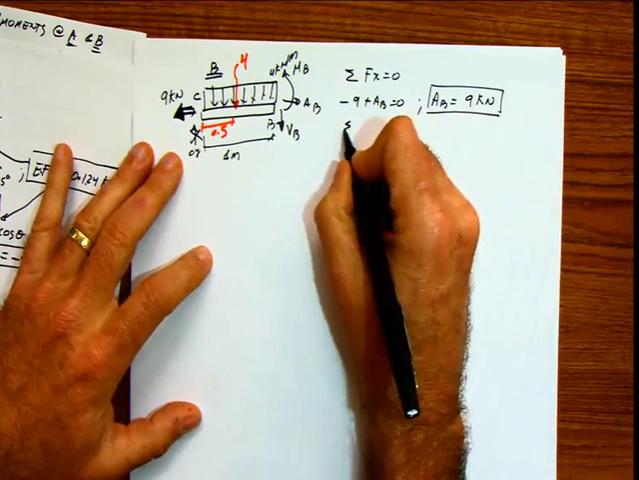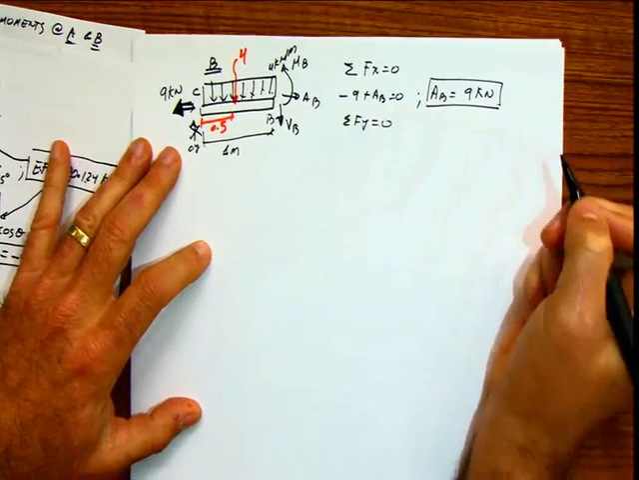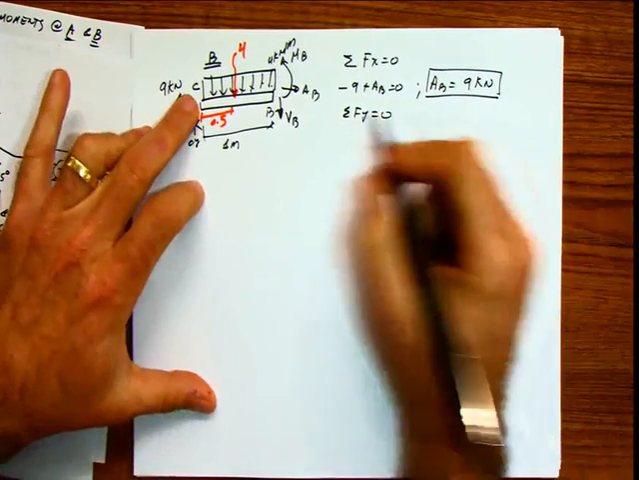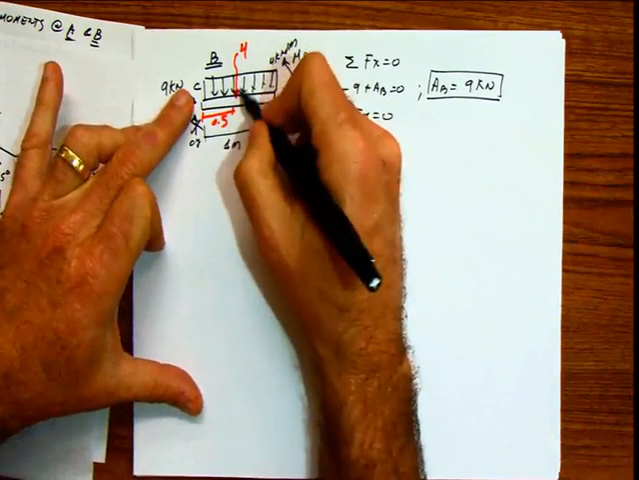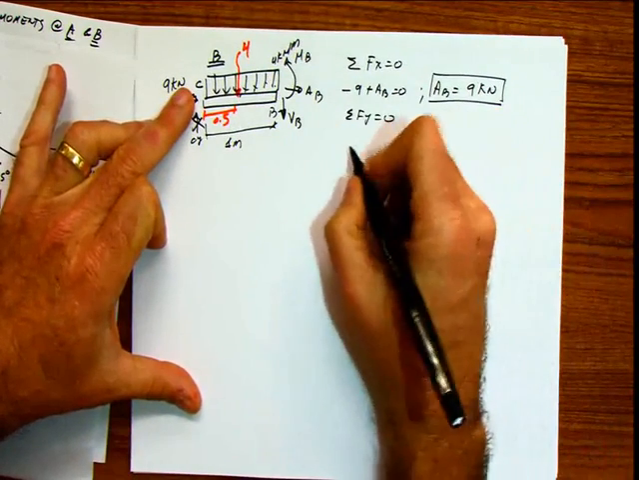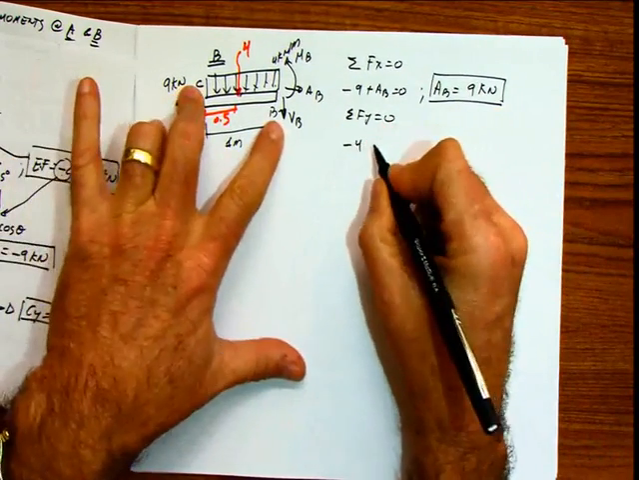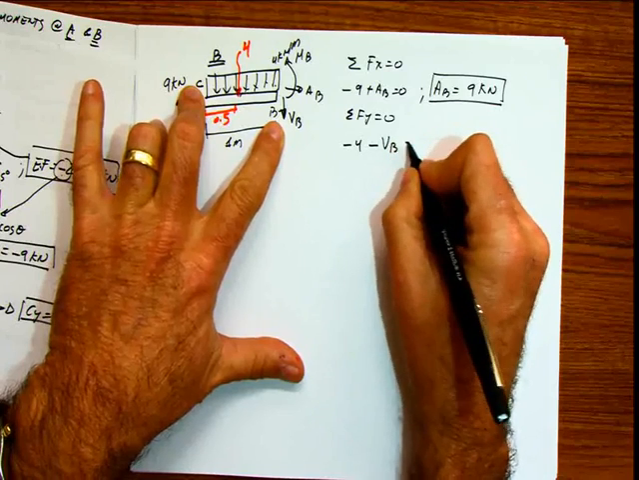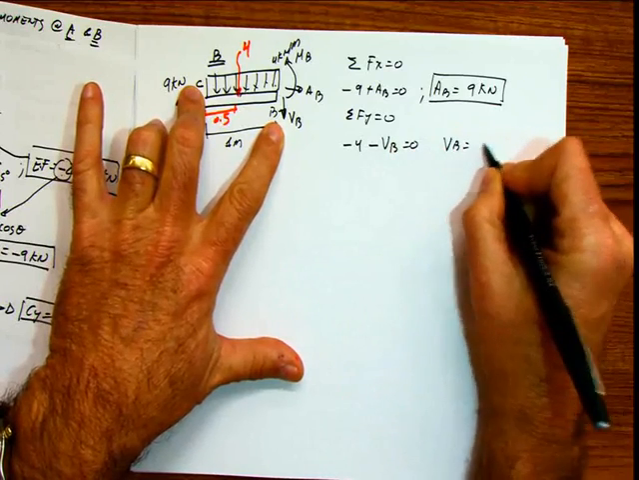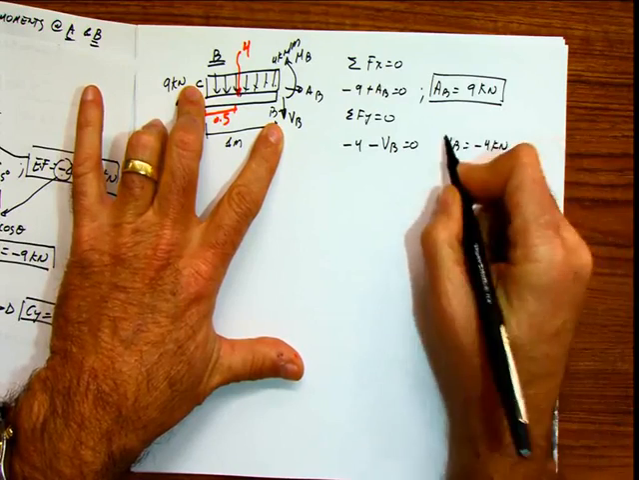Summation of forces in Y equals 0. Then I have the vertical force coming from the distributed loading, which is negative 4, negative my shear at B equals 0. My shear at B is going to be negative 4 kilonewton.